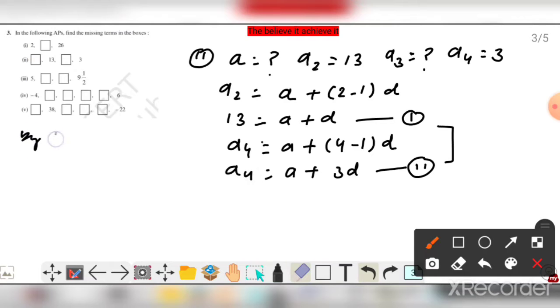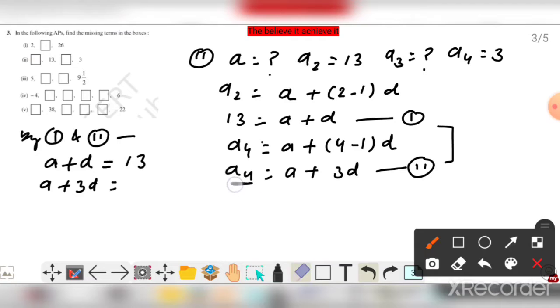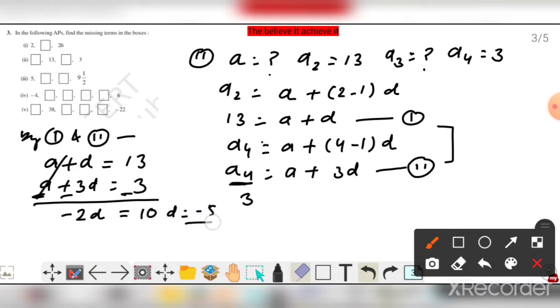So we can write by equation 1 and 2: A plus D equals 13 and A plus 3D equals, this is A4, the value of A4 has been given. This is 3. Understanding? So this is 3. So we can subtract it. A will be cancelled. Minus 2D equals 10. So D equals minus 5.